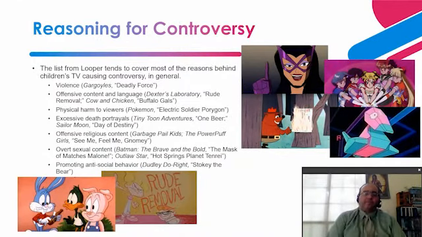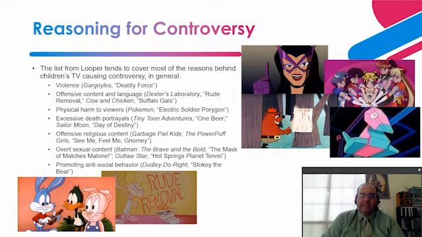All right, so there's a lot of different reasons that you find for controversy. One of the first things that's in the packet is an article from the site Looper, which covers most of the reasons behind children's TV causing controversy in general. There are 11 specific episodes or entire series that are covered in this list. One of them is violence, which is the very first one on the list. Again, Deadly Force, the episode of Gargoyles.